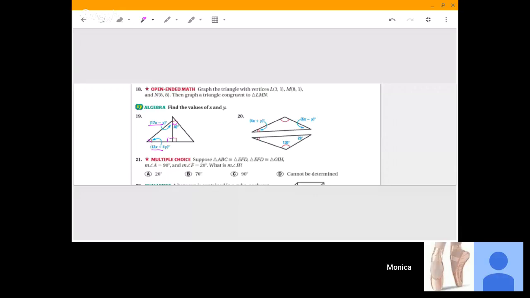So this is going to have you go back a little ways in algebra. Do you remember having to solve equations when you had two variables where you could get rid of one?